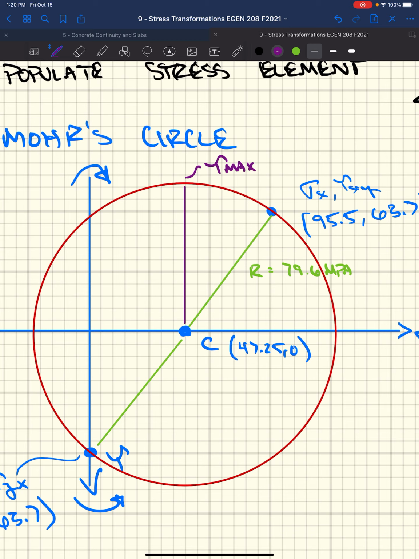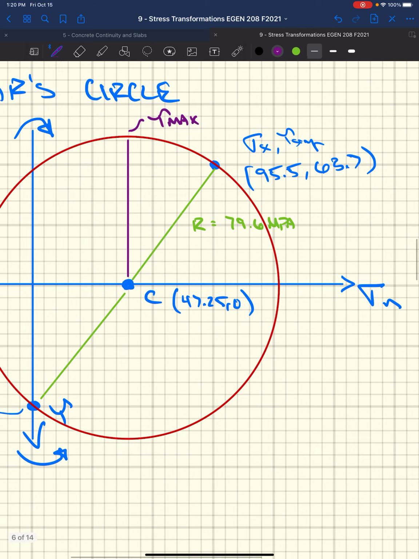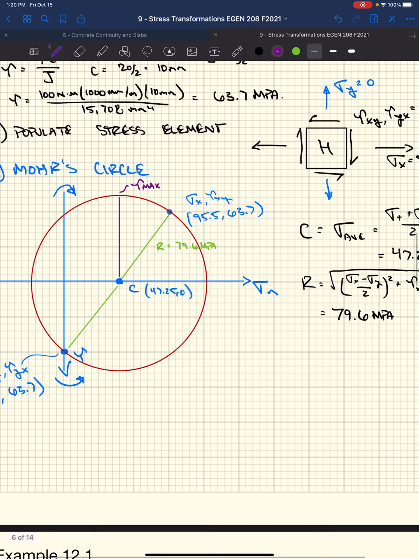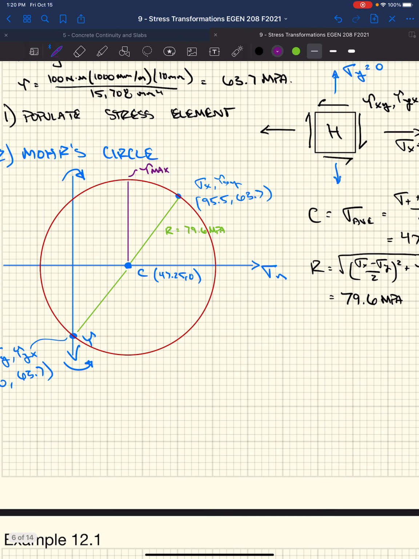Tau max, right? On both sides. One's going to be clockwise, one's going to be counterclockwise. We also have what we call sigma 1 and sigma 2. Those are our principal stresses. Those are the points on the circle where we don't have any shear stress, or we don't have any y coordinate. Y is 0.